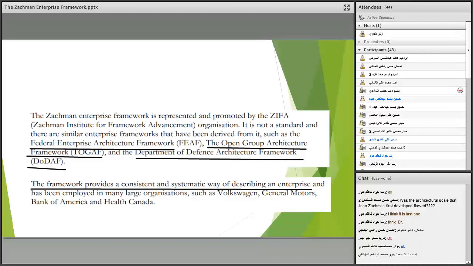As I said, this framework has been used in very well-known companies such as Volkswagen and General Motors.